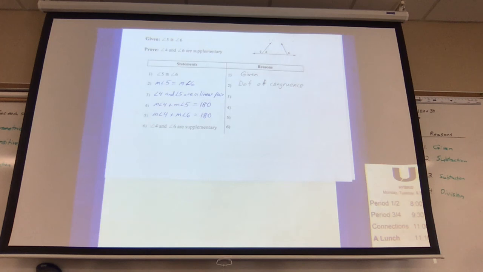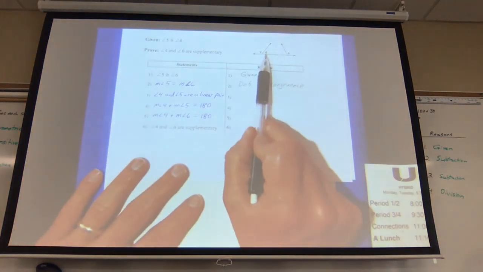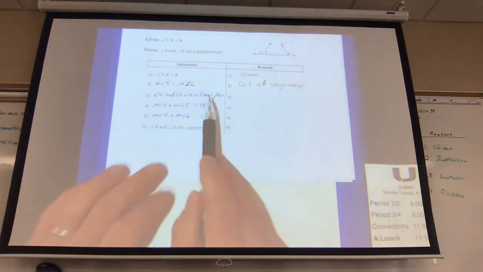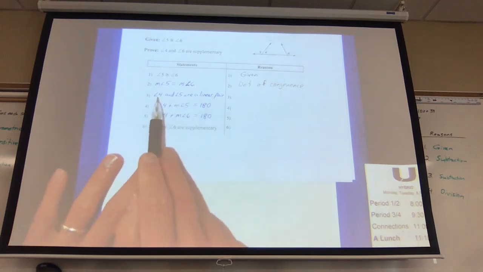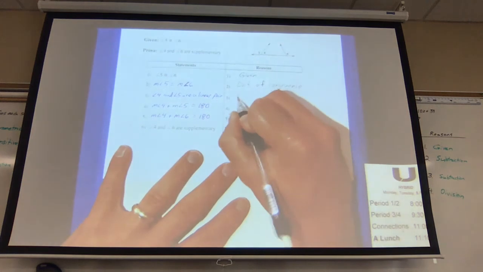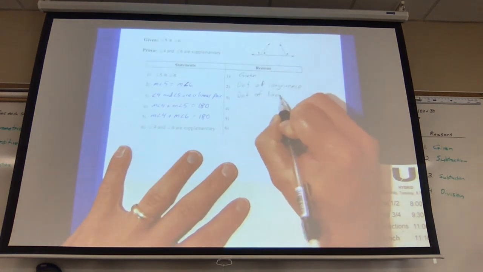Now, step 3 kind of comes out of nowhere. It says angles 4 and 5 are a linear pair. If you go up to your picture, here's where that's coming from. 4 and 5 form a straight line. That makes them a linear pair. And that comes from the definition of a linear pair. If you have two adjacent angles that form a straight line, they're a linear pair. So step 3 is definition of a linear pair.